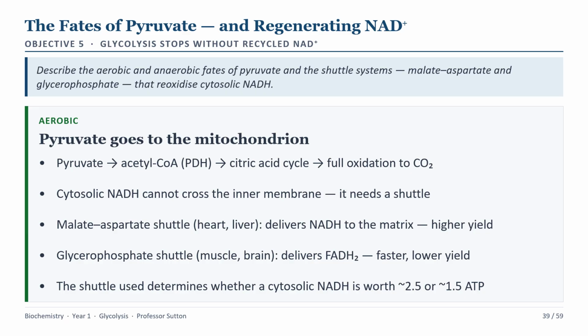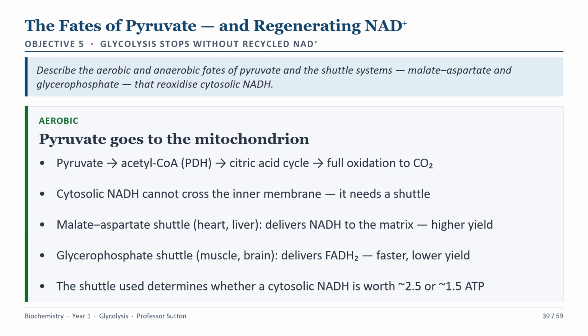Aerobic route first. Pyruvate enters the mitochondrion. Pyruvate dehydrogenase converts it to acetyl-CoA, and that enters the TCA cycle for complete oxidation to carbon dioxide. The cytosolic NADH cannot cross the inner mitochondrial membrane. It needs a shuttle. And there are two, and which one a tissue uses changes the ATP yield.